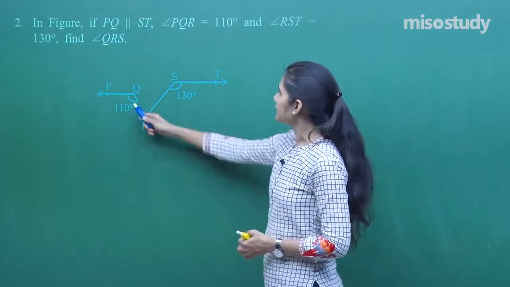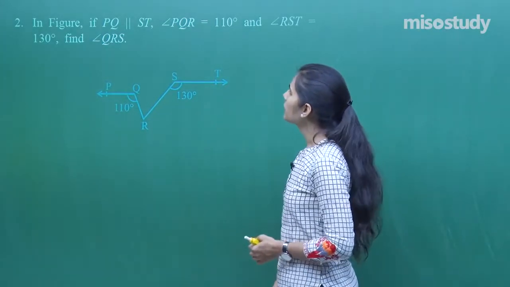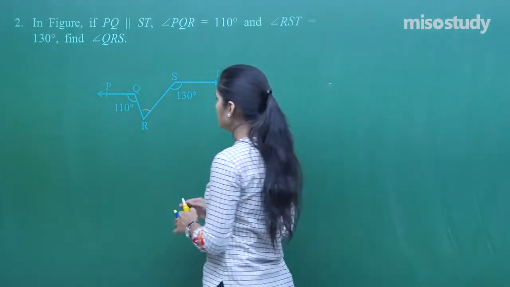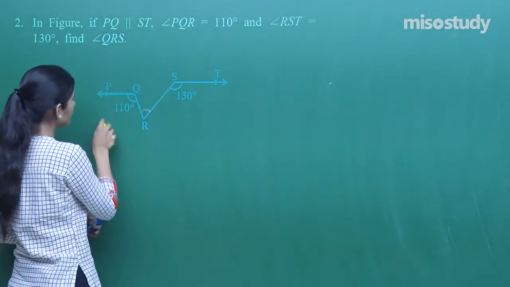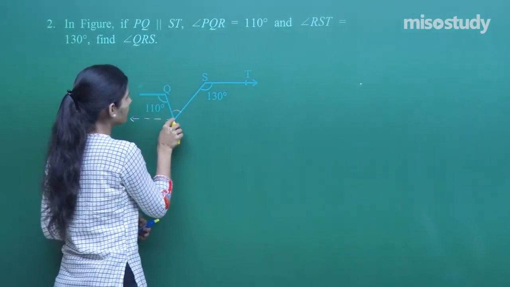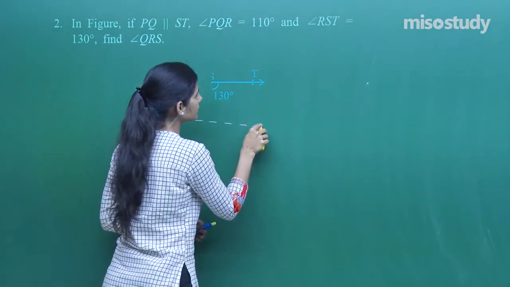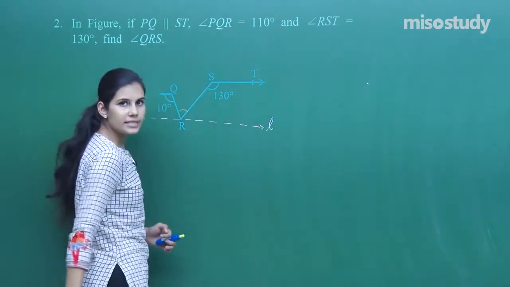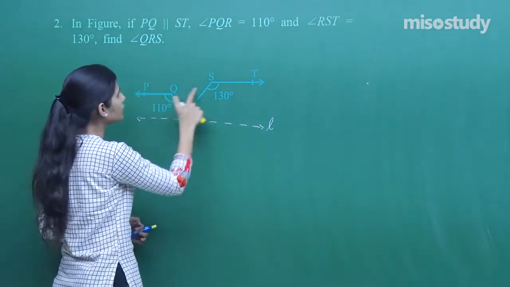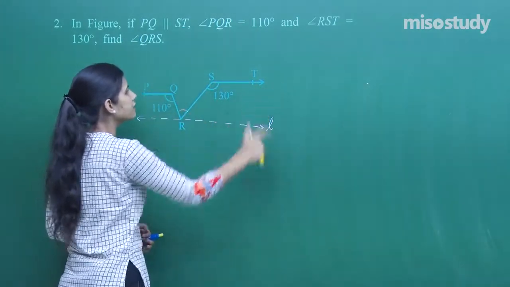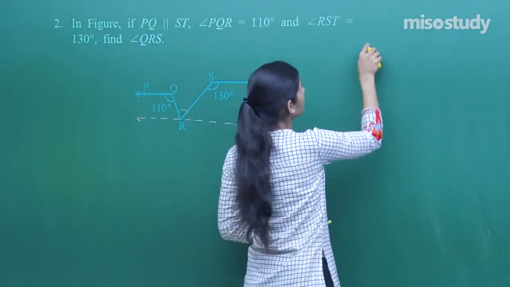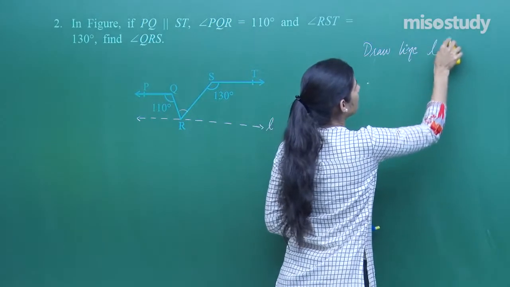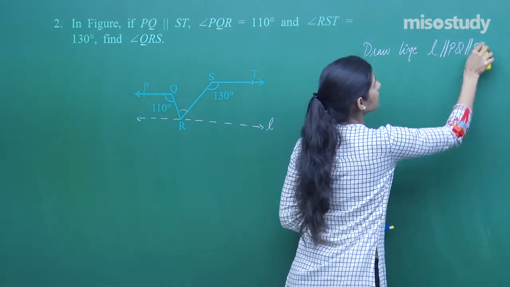Angle PQR is 110, angle RST is 130. I have to find this angle which is QRS. So what I do is I actually draw this line. I am constructing it in such a way that it is parallel to PQ, parallel to ST also, because PQ itself is parallel to ST. So I say draw line L parallel to PQ, which already is parallel to ST.